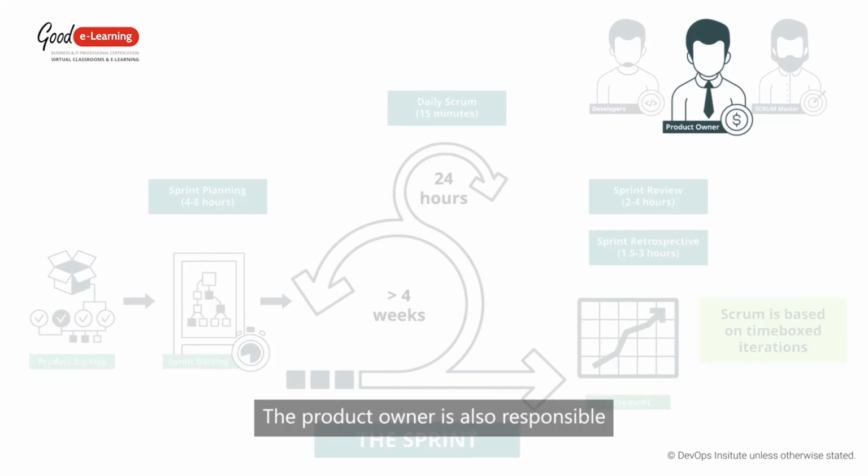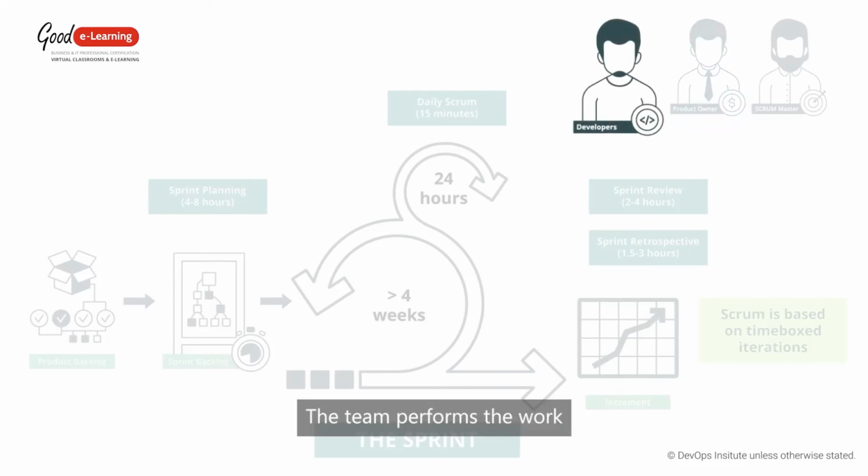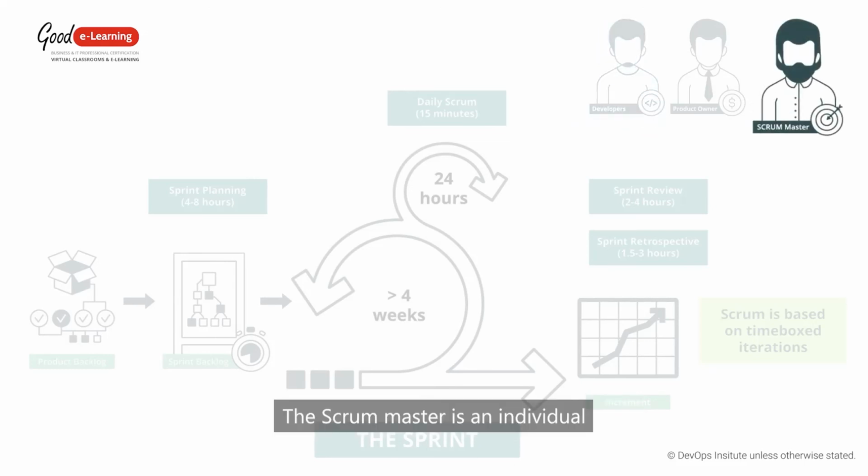The product owner is also responsible for optimizing the value of the work the team performs and ensuring that the product backlog is visible, transparent, understood by the team, and clearly shows what the next task is. The team performs the work and delivers a potentially shippable product. The Scrum Master is an individual who ensures that the team adheres to Scrum practices, values, and rules.